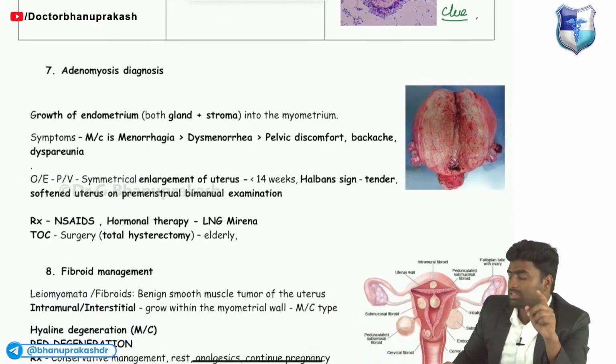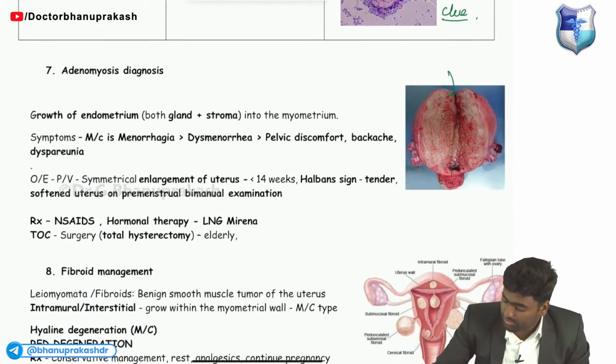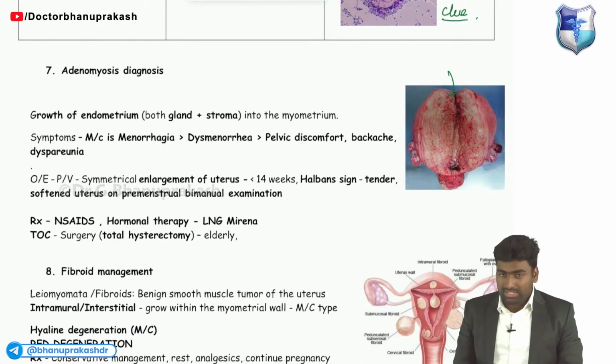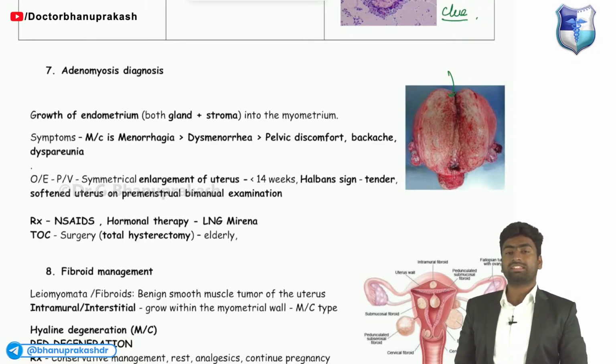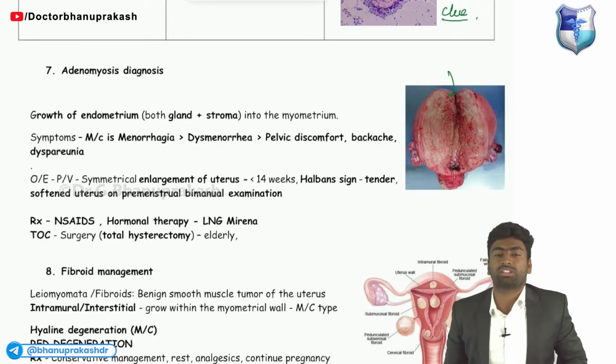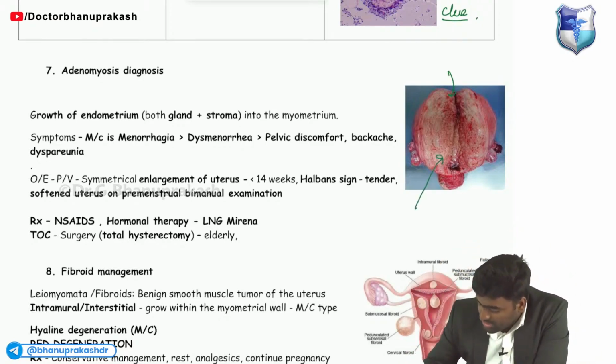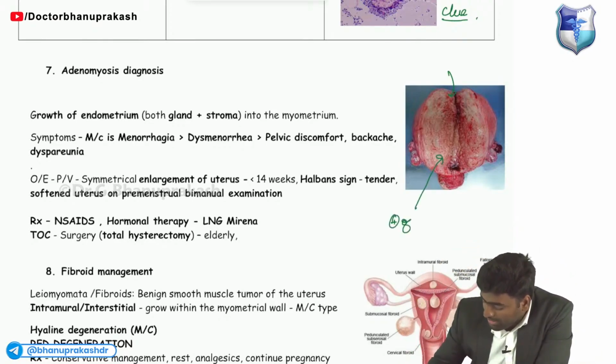Then let's move ahead. You have a patient who has features of dysmenorrhea, painful menstruation, and on evaluation you will be able to see a globular enlargement of the uterus. It's a symmetrical enlargement of the uterus, and on histopathology you will see the presence of endometrium in the myometrium.